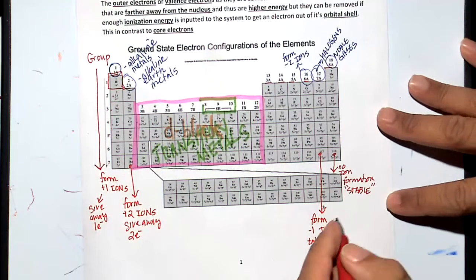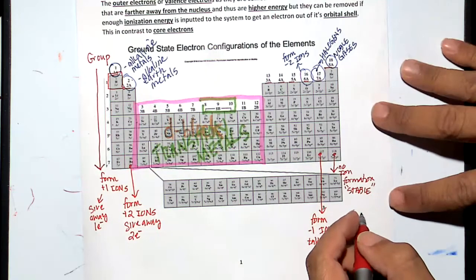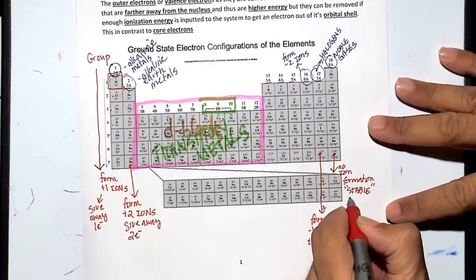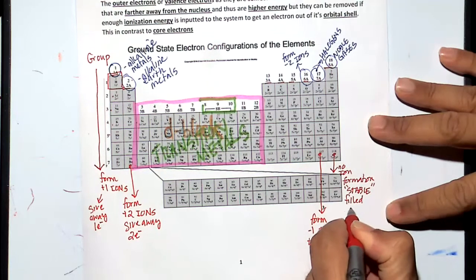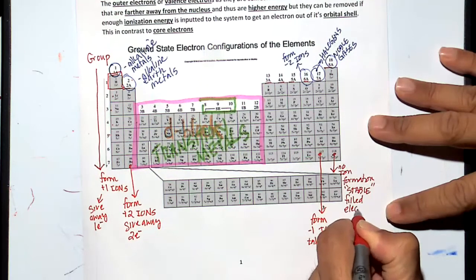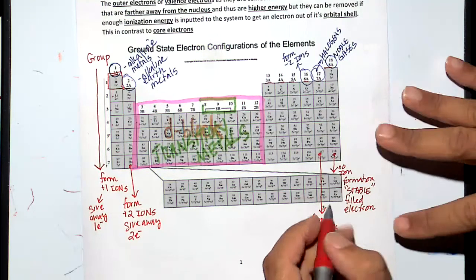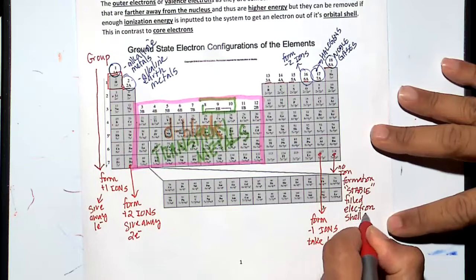What gives noble gases their exceptional stability, in terms of making them noble, quote unquote, is that they have filled electron shells. Filled electron shells, filled electron orbitals, however you want to say it.